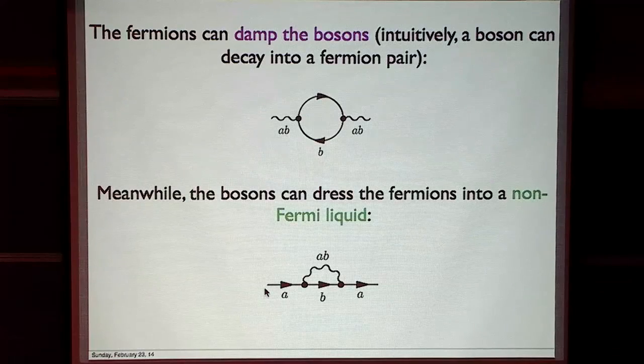Why does that happen? Well, the fermions can damp the bosons. Intuitively, that means on shell, a boson could try to decay into a fermion pair. That would be cutting this diagram in half. This is the one loop diagram that corrects the boson propagator. And meanwhile, the bosons do something really interesting. If they have interesting properties themselves and they correct the fermion self-energy, then you can get a non-Fermi liquid. And so the game here is to try and find regimes where you can really determine the outcome of this kind of struggle.